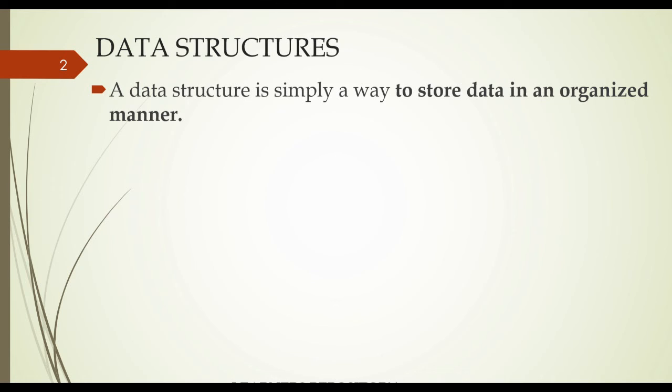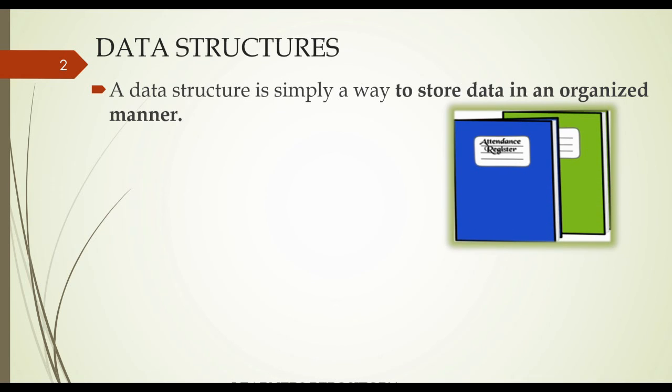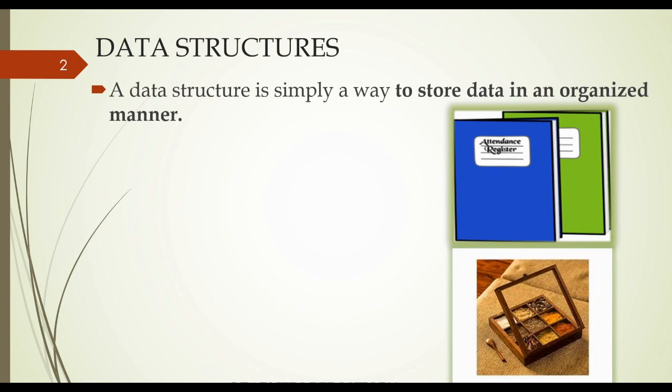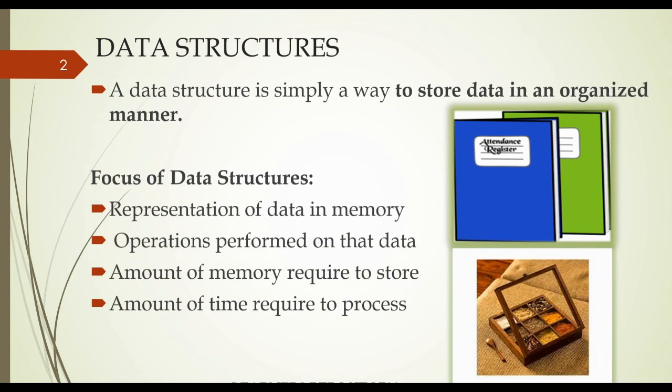So one traditional example of data structure is the attendance register, where the names will be ordered alphabetically for easy retrieval. One more example is the traditional spice box in our kitchen, where ingredients will be organized in a manner for easy retrieval. So the main focus of data structure will be on the representation of data in memory, operations that can be performed on the data, and the amount of time and space required to store and process the data.